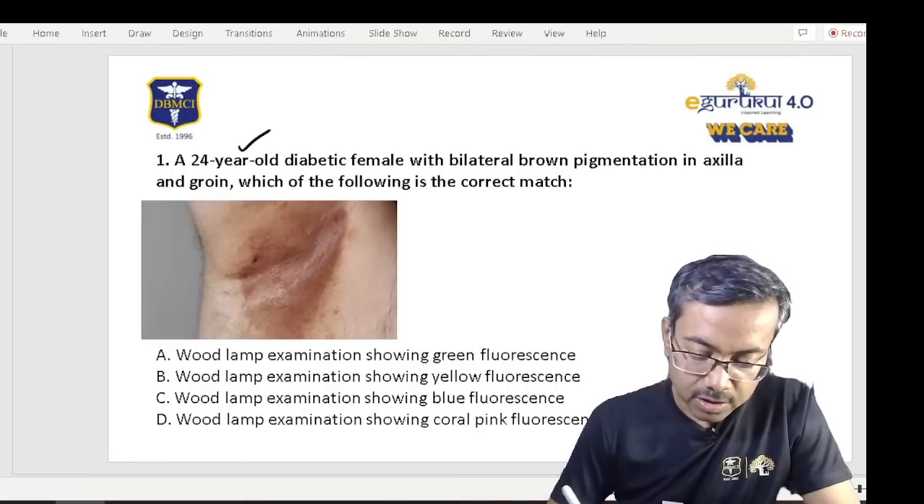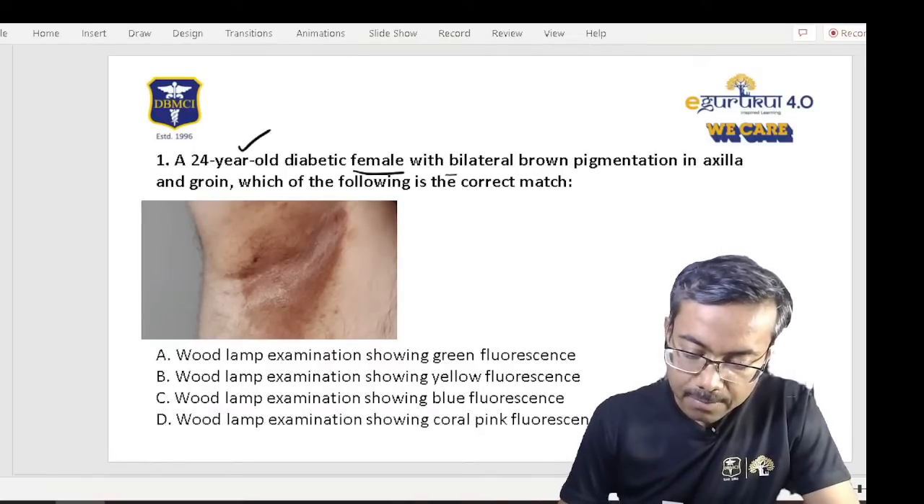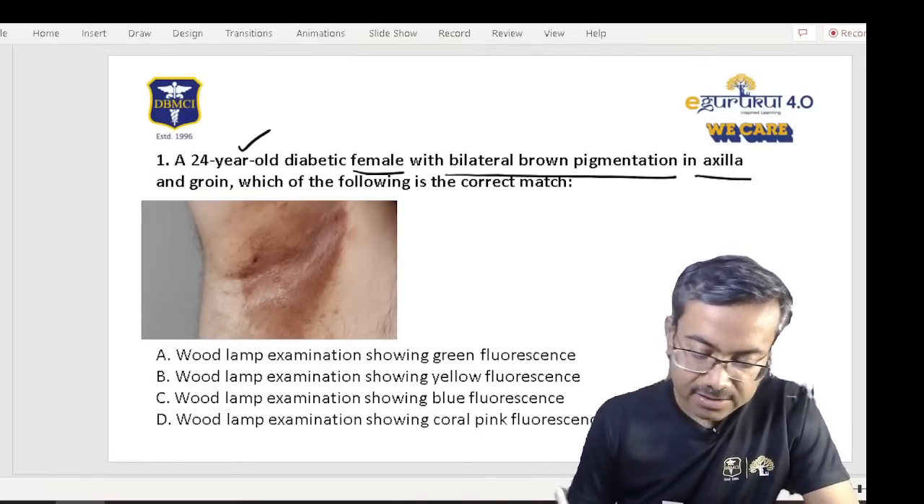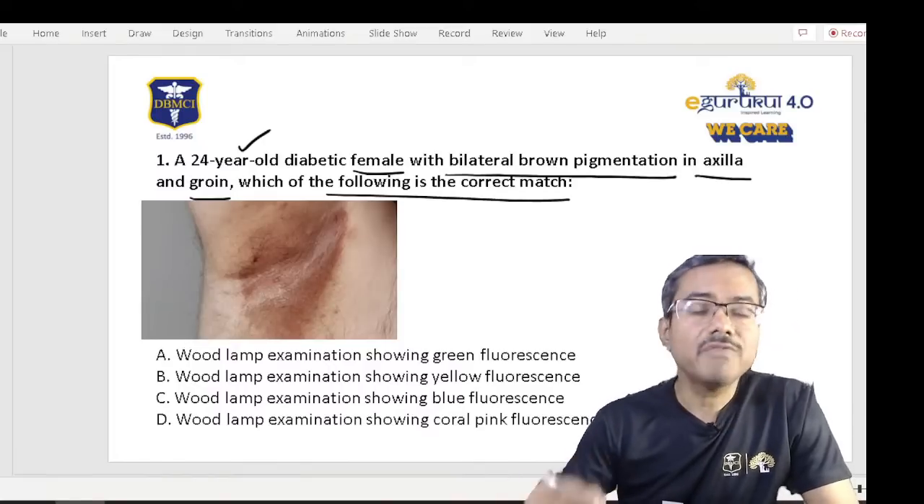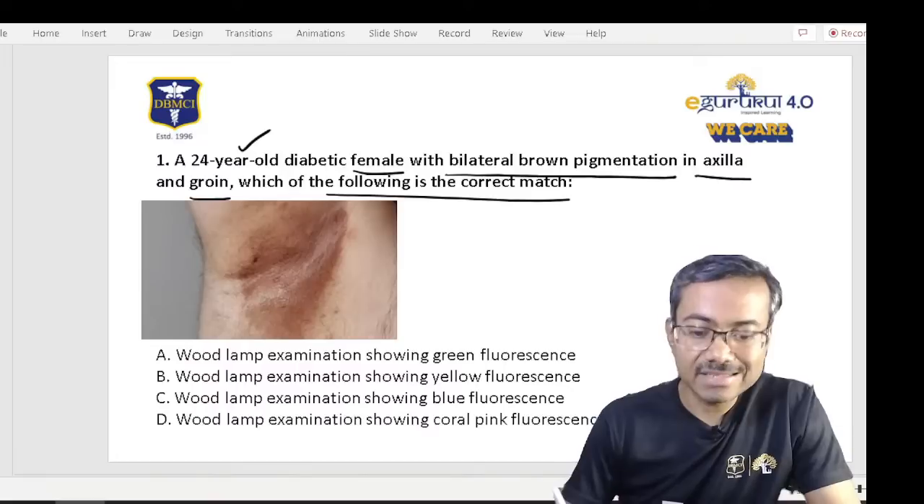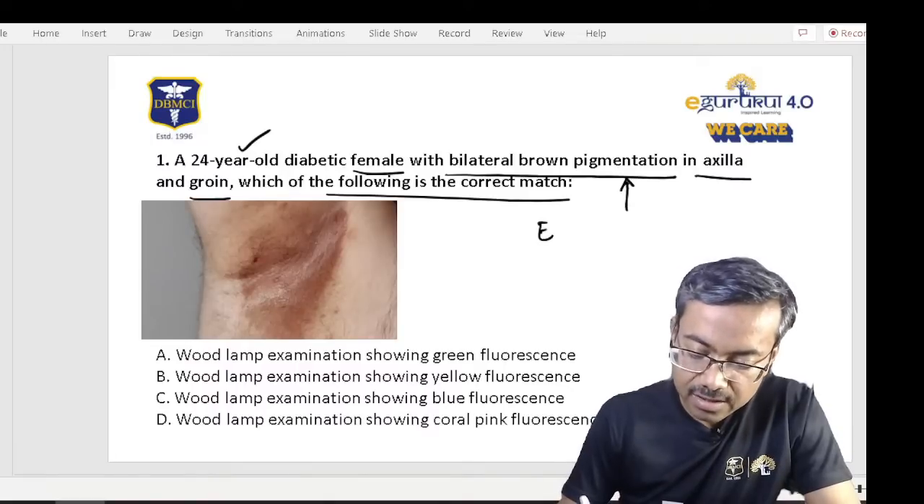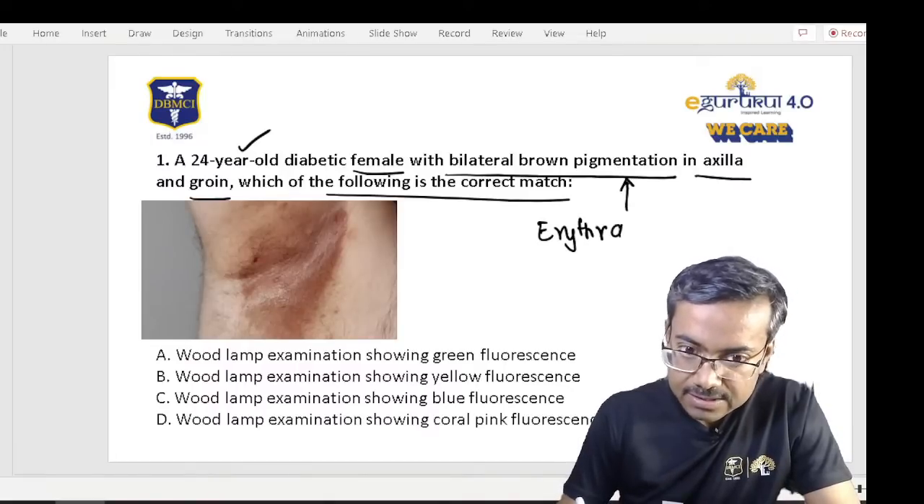A 24-year-old diabetic female with bilateral brown pigmentation in the axilla and groin, which of the following is the correct match? Now, whenever you have anything brown in an Indian skin in the axilla, the first thing that we need to look at is the disease erythrasma.